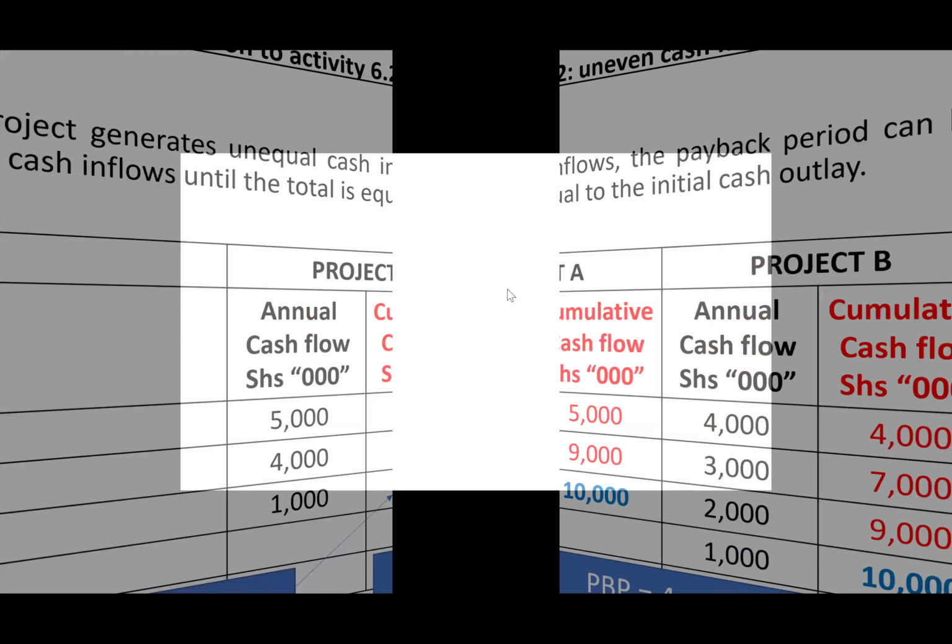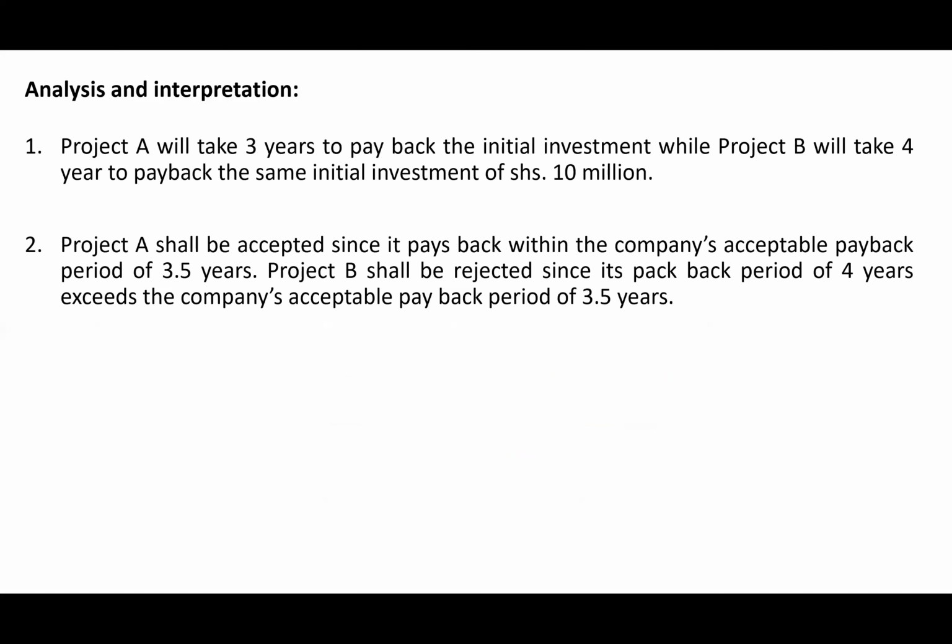The interpretation is right here. We are saying that project A will take 3 years to pay back the initial investment, while project B will take 4 years to pay back the same initial investment of 10 million. Project A shall be accepted since it pays back within the company's acceptable payback period of 3.5 years. Project B shall be rejected since its payback period of 4 years exceeds the company's acceptable payback period of 3.5 years.